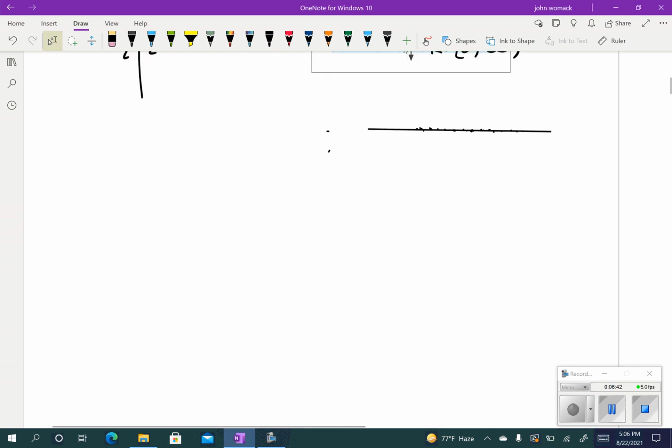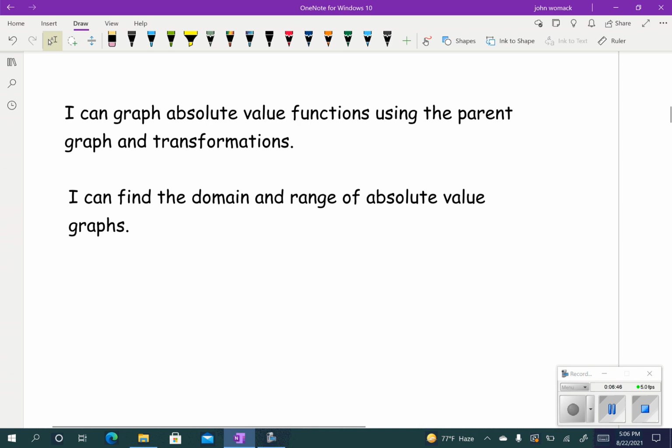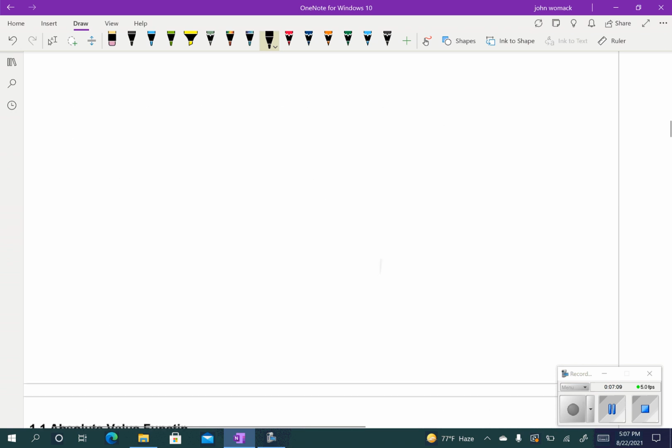Okay, we're going to look now. These are our learning goals right here. I can graph the absolute value function using a parent graph and transformations, and we haven't done that yet. We've done the parent graph itself, but we haven't done transformations. We're going to. And then I can find the domain and range of the absolute value graphs. We just found the domain and range of that last graph. We'll keep practicing that. Okay, so let's go ahead and figure out some of these transformations.